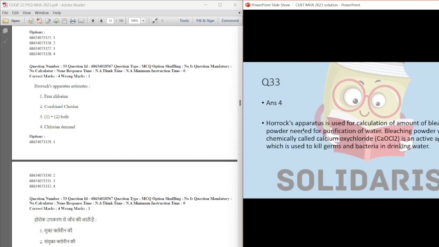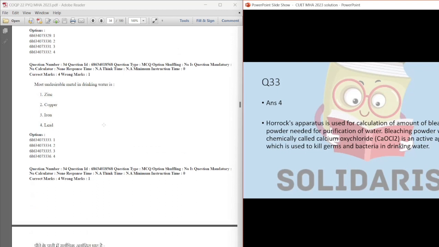When you Google it, the Horrocks apparatus is used for calculation of the amount of bleaching powder needed for purification of water. The needed amount of bleaching powder means how much bleaching powder gives us the activated chlorine, and that helps us to purify the water. So when we say needed amount of bleaching powder, we understand the needed amount of chlorine, which means chlorine demand. That is how CVT forms the question. You have to think a little and analyze a little. So the answer is chlorine demand, option number 4.